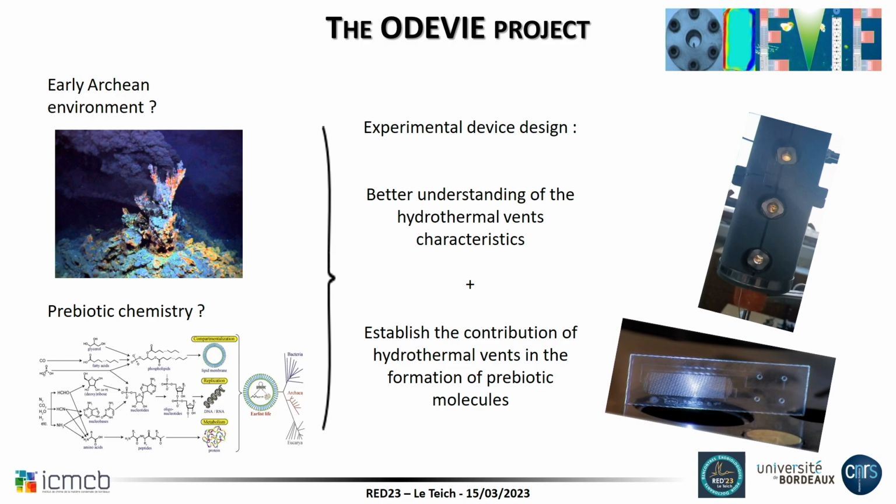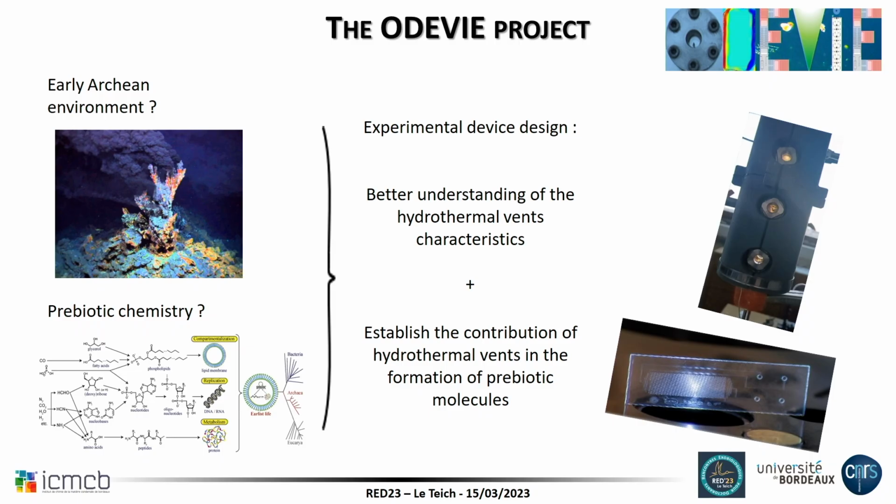So the point was first to define the early Archean or late Hadean environment, select some prebiotic chemistries. So like I told you, the problem is how do you choose? So we need to fix some kind of system because you cannot investigate everything. And then understand the hydrothermal vent characteristics based on models that we have from the hydrothermal vent from today, and extend this to potential hydrothermal vent from the late Hadean, and establish the contribution of hydrothermal vent to this.